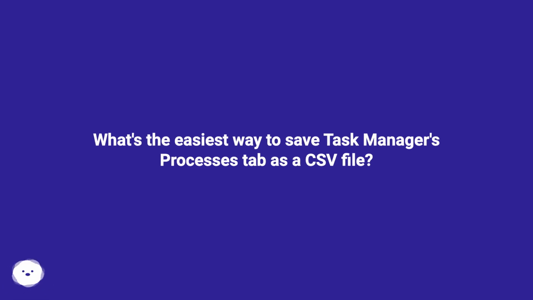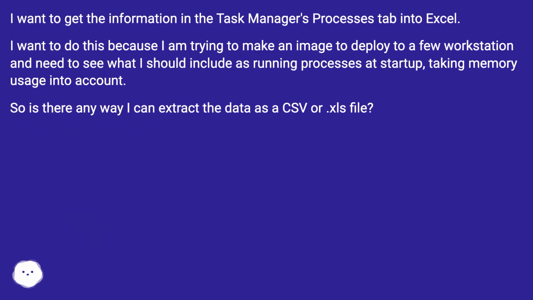What's the easiest way to save Task Manager's Processes tab as a CSV file? I want to get the information in the Task Manager's Processes tab into Excel. I want to do this because I am trying to make an image to deploy to a few workstations and need to see what I should include as running processes at startup, taking memory usage into account. So is there any way I can extract the data as a CSV or .xls file?